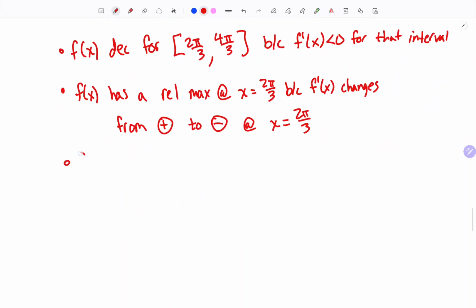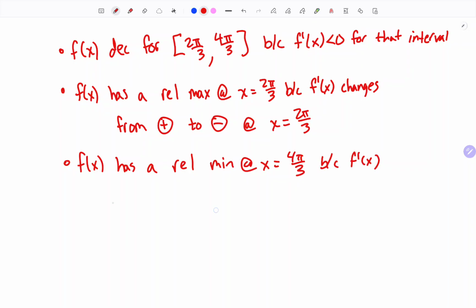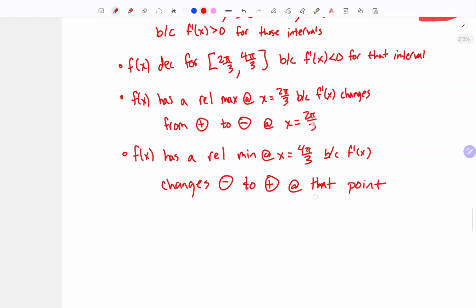All right, and then finally our last one, f of x has a relative minimum at x equals 4 pi over 3. Same idea, because f prime of x changes from negative to positive, the opposite way, at that point. And I'll just show it a different way. You could just say at that point is fine. Okay, so hopefully that helps us.